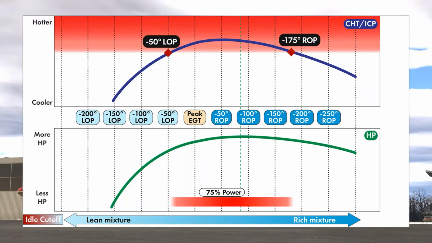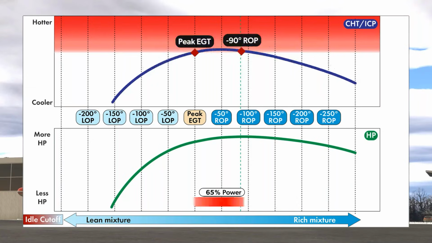We could say something here about where the red box exists in terms of degrees rich or lean of peak at different power settings too. So here we're looking at 75% power. Again, this is the kind of high cruise power setting. And we need to be about 175 degrees rich of peak. Or if the engine can do it, we could also go 50 degrees lean of peak in order to avoid the red box here.